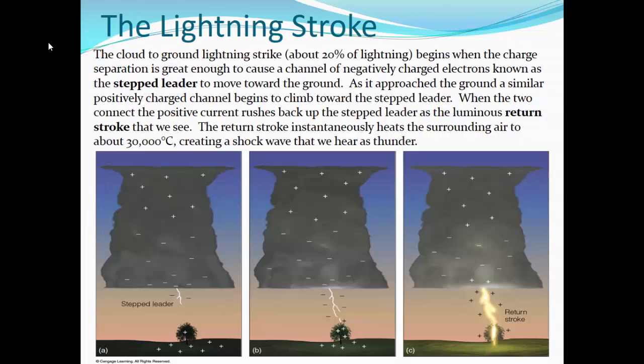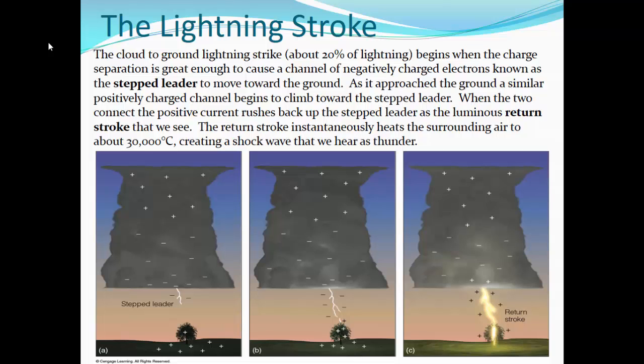So the lightning stroke itself is a fairly complicated thing, and it's something we see very, very regularly, and it happens very, very quickly, a huge discharge of electricity and heat. What happens in cloud-to-ground lightning, which is about 20% of lightning, it begins when the charge separation between the Earth and the base of the cloud is great enough that it causes a channel of negatively charged electrons, known as a stepped leader, to move toward the ground. So A, you've got your step leader. You don't see this. It's a channel of negatively charged electrons reaching toward the ground.